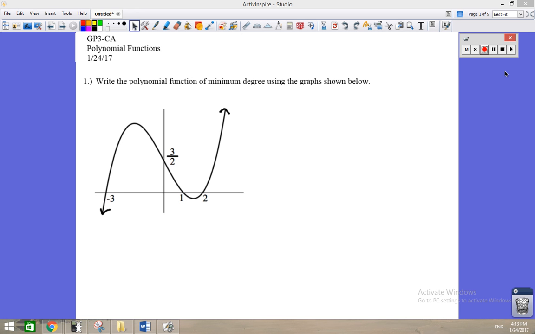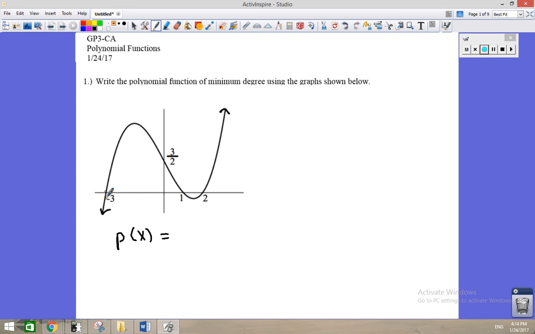Alright, so let's take a look at this problem and write the polynomial function. It's not passing through the origin. It's going up to the right, so I need a positive leading coefficient. I don't know yet what that's going to be, but I can use the y-intercept to help me determine it. So for my polynomial function, I'm just going to call it p of x.